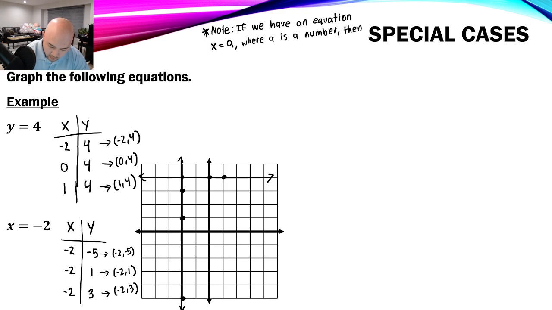Then what kind of graph are we going to get? We're going to get a vertical line at that x value. That's what's going to happen when we have x is equal to something. So then you will have a vertical line at that x value.